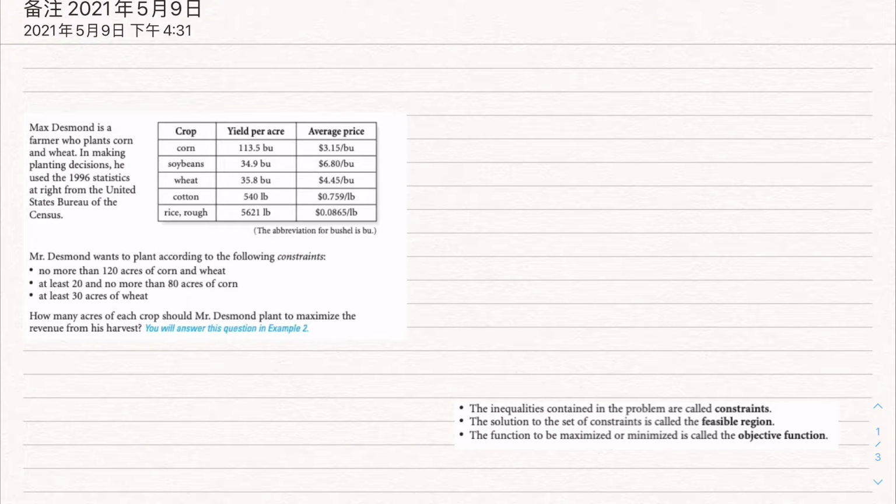How many acres of each crop should Mr. Desmond plant in order to maximize the revenue from his harvest? A method called linear programming is used to find optimal solutions such as the maximum revenue from Mr. Desmond's harvest. Linear programming problems have the following three characteristics. The inequalities contained in the problems are called constraints. The solutions of the set of constraints are called the feasible region, and the function to be maximized or minimized is called the objective function.